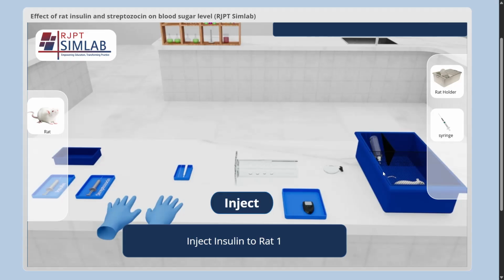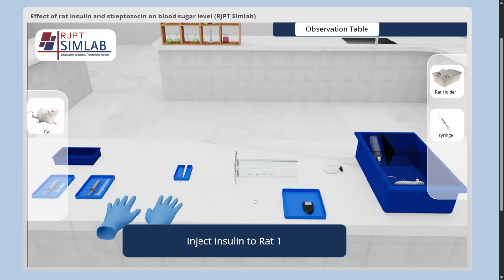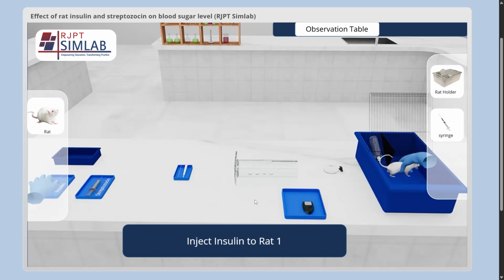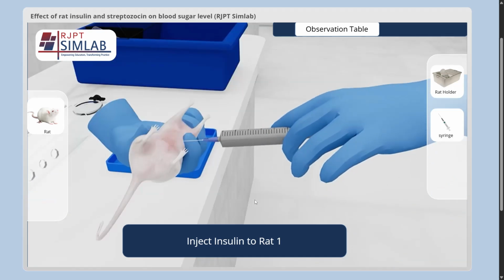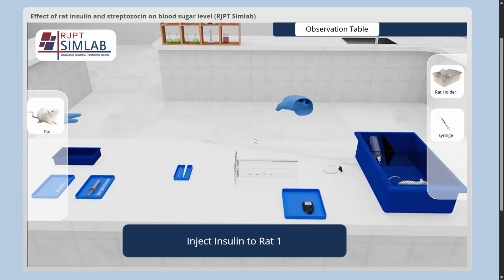Now we will move on to the next step. We have to inject insulin to our first rat. Now, by clicking this inject button, we will inject insulin to our first rat. We will carefully take our first rat from the cage and, through the intraperitoneal route, we will inject our insulin. And now we have to wait for it.